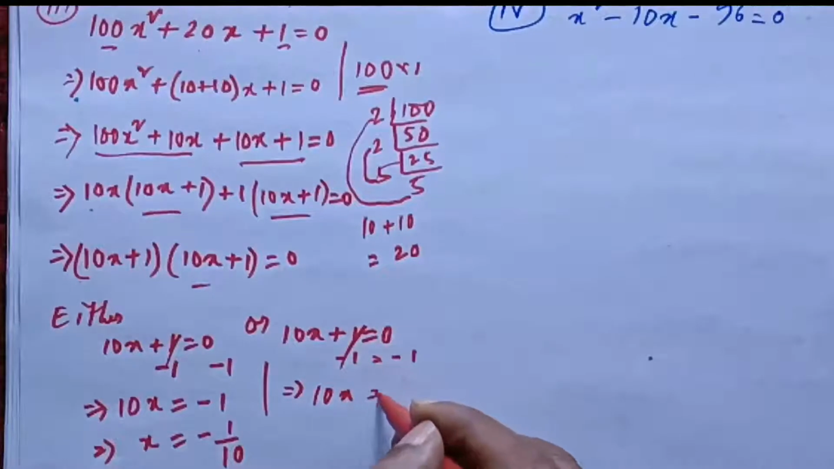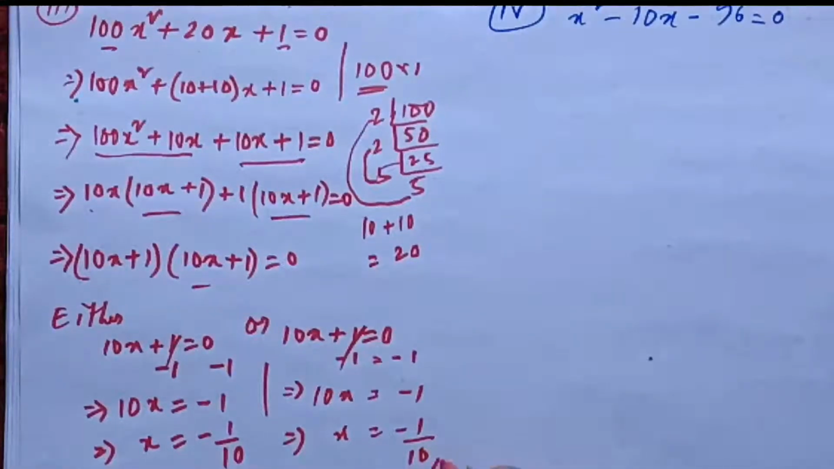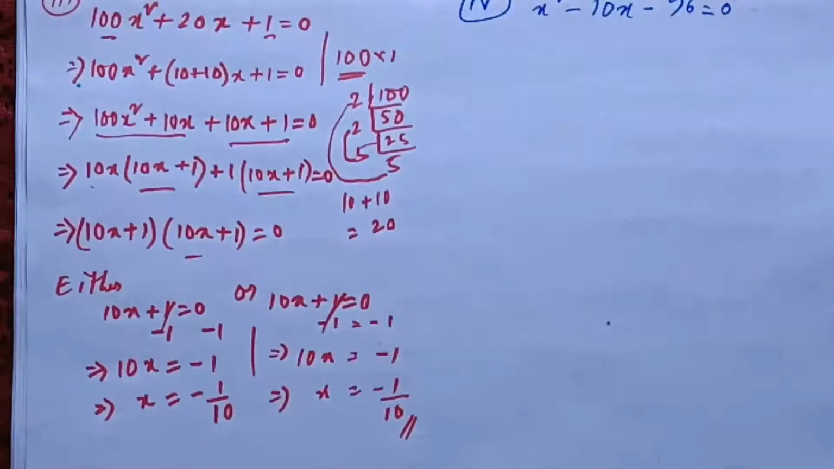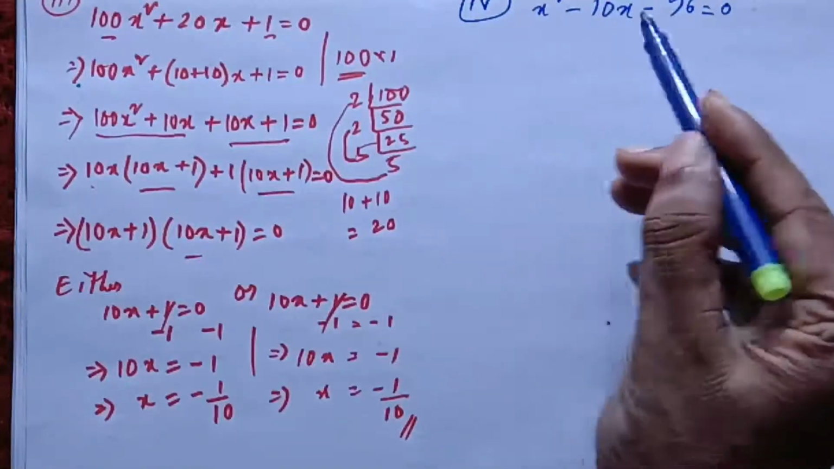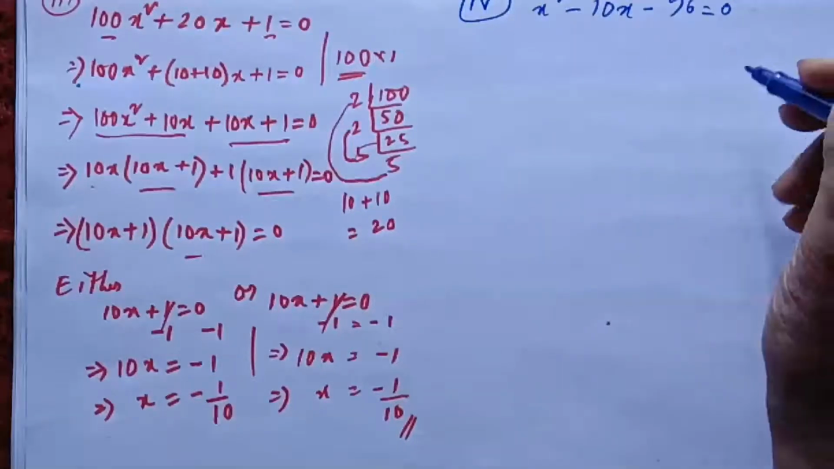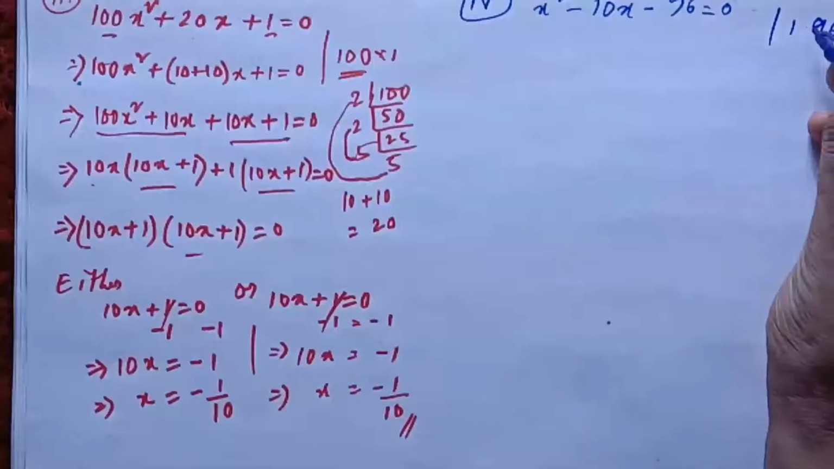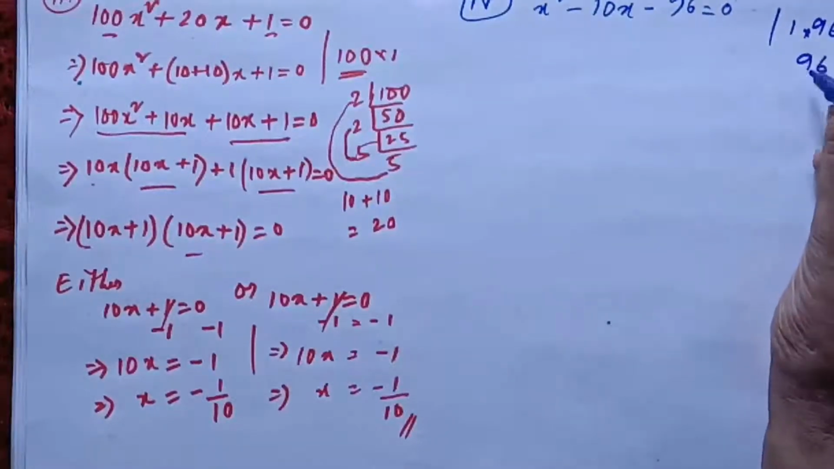10x equal to minus 1. So x equal to minus 1 by 10 is our answer. Let us solve another problem, which is x square minus 10x minus 96. Coefficient of x square is 1 and constant term is 96. We'll multiply it to get 96, then we'll factorize this.